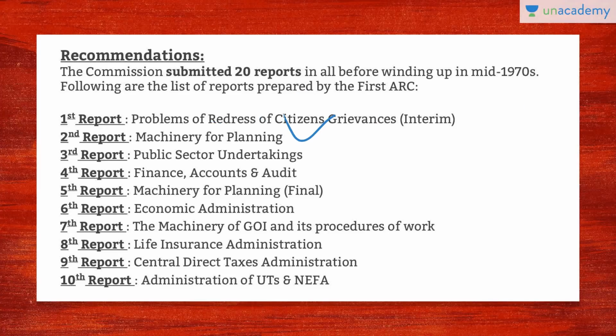The second report is on machinery for planning. The third report is on public sector undertakings. The fourth report talked about finance, accounts and audit. The fifth report talks about machinery for planning, and this is the final. Then the sixth report talks about economic administration. You don't need to remember, just have a vague idea. The seventh report was on the machinery of the Government of India and its procedures of work. The eighth report was regarding life insurance administration. The ninth report was regarding central direct tax administration. The 10th report was related to administration of UTs and NEFA.